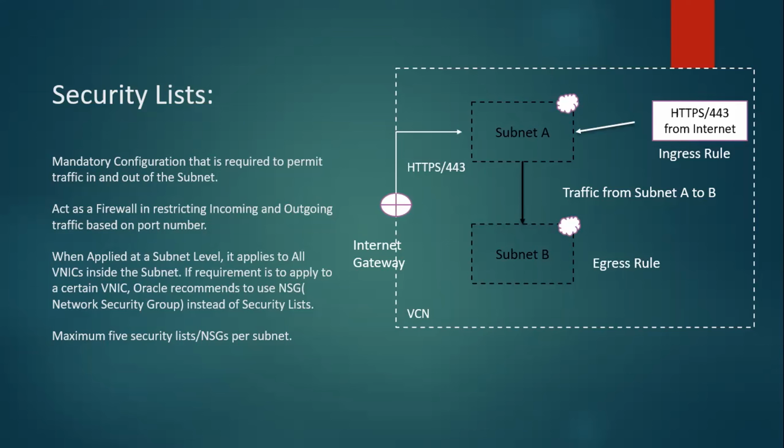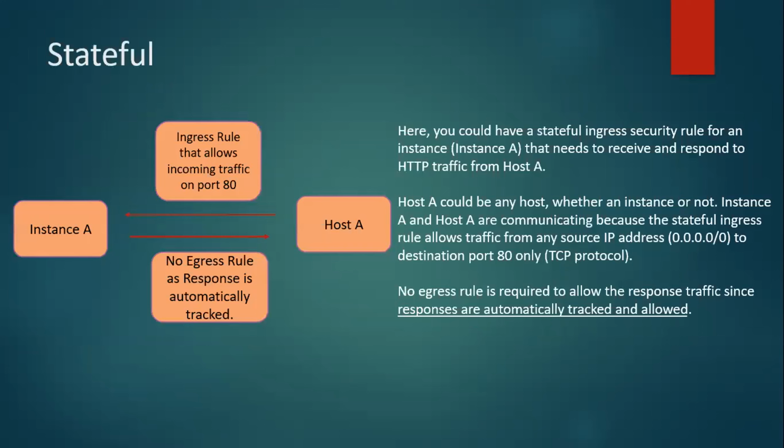Now, there are up to 5 security lists that you can create, configure and attach to a particular subnet. When you configure a security list, and this is something I will show you in the demo also, there is a particular parameter that tells you whether the flow of information is stateless or stateful. By default, if you don't choose anything, the flow of information is stateful.